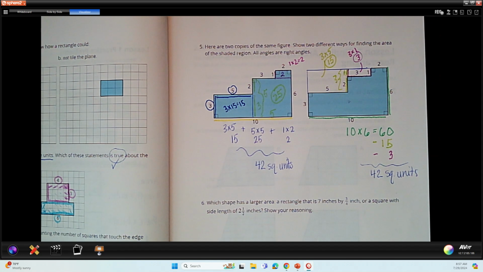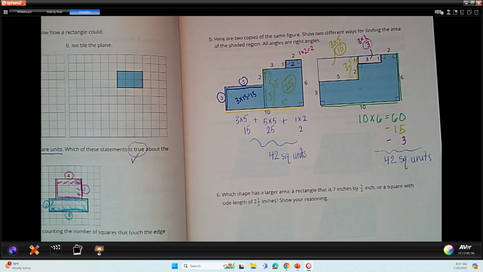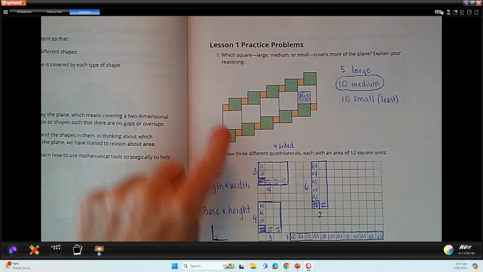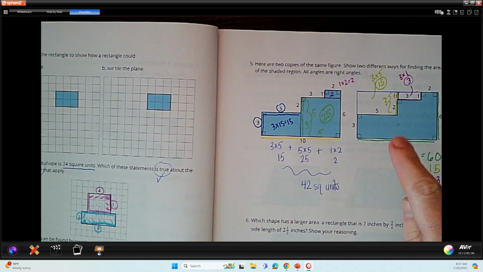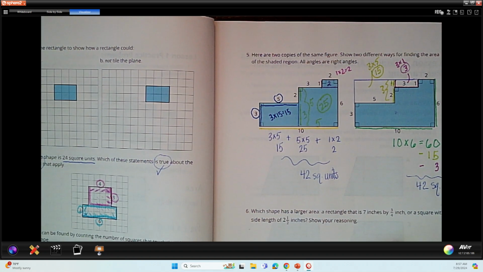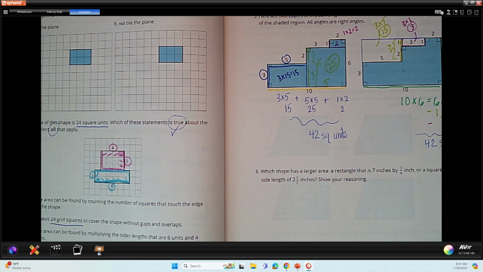I just wanted to take a look at the first chapter, and we did questions 1 and 2 of the practice problems. We skipped 3, 4, and 5, and then we're going to skip 6. In the next video, we'll take a look at chapter 2.